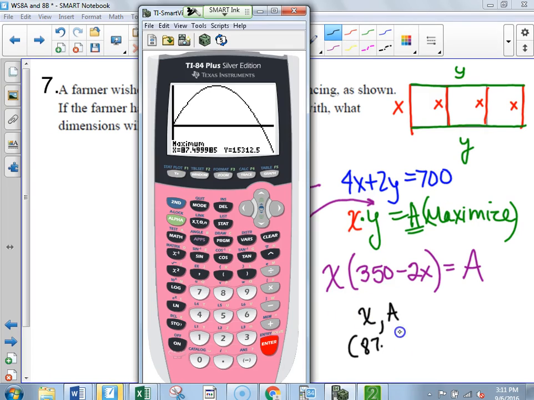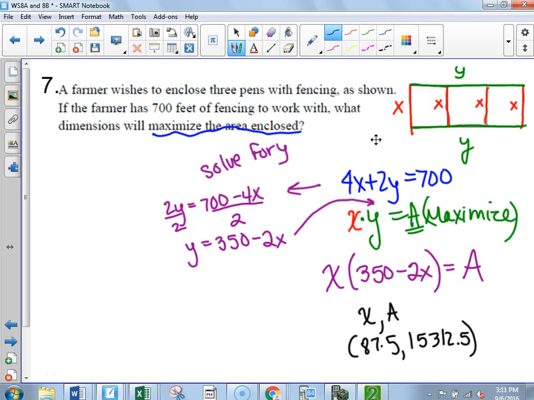Did somebody get 87.5 exactly? 15,312.5? Nobody got 87.5 exactly? Did anybody show up 87.5? Okay, just calculator error because it's using smaller and smaller intervals to find that. All right, so what is this telling us? And don't let me forget that I should have probably talked about how to find this one algebraically as well. But what is this telling us?